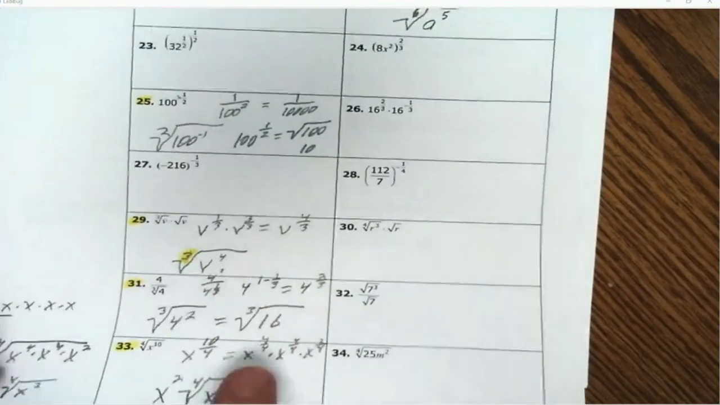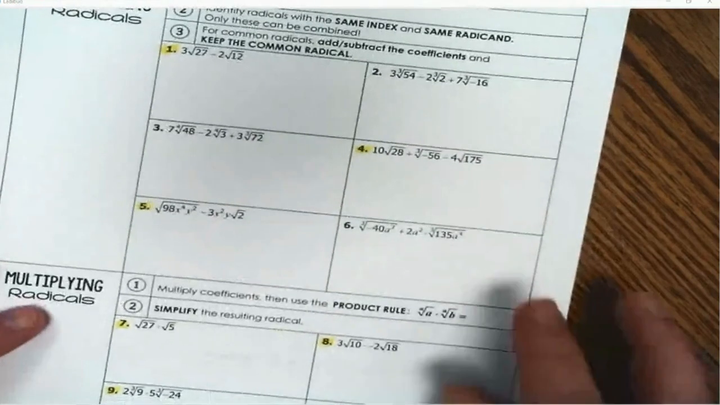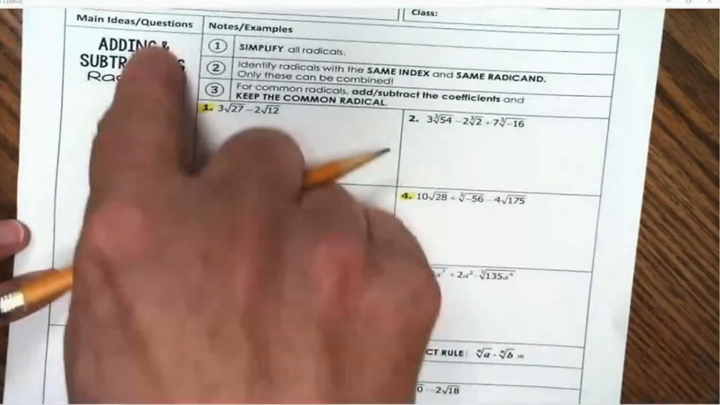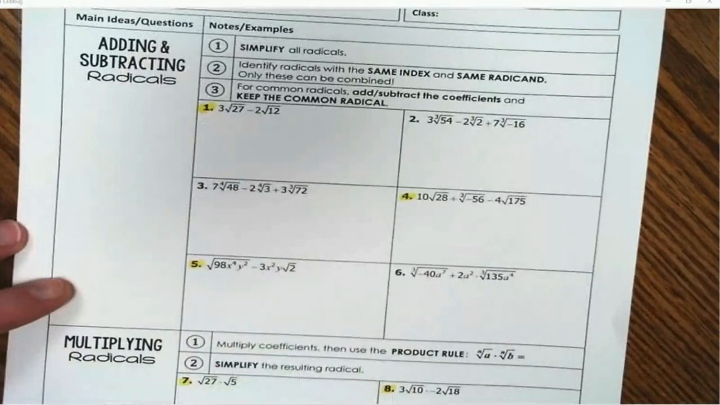All right. So go through those carefully. Here's the last thing we're doing this week: we're adding, subtracting, and multiplying radicals. Now here's how it works.